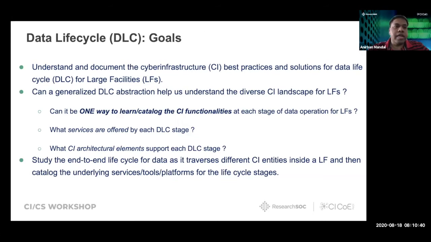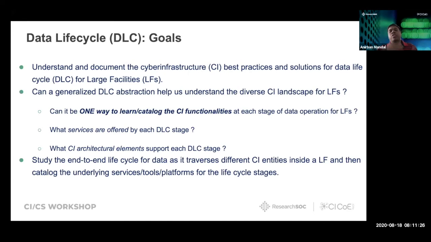So what are the goals for the data life cycle, right? We wanted to understand and document the CI best practices and solutions for large facilities. When we started studying these large facilities, we thought: can a generalized data life cycle abstraction help us understand this diverse CI landscape across the facilities? Can it be one way to learn and catalog the CI functionalities for each stage of the life cycle? What are the services offered by each stage, and what are the CI architecture elements that support each of these stages?